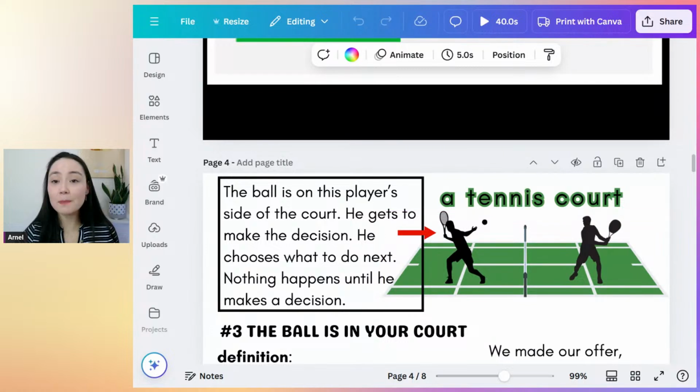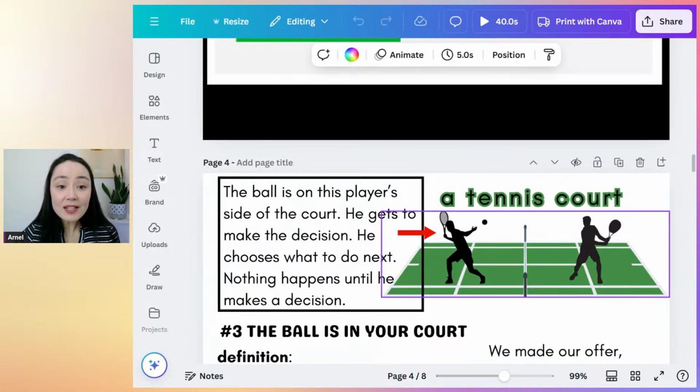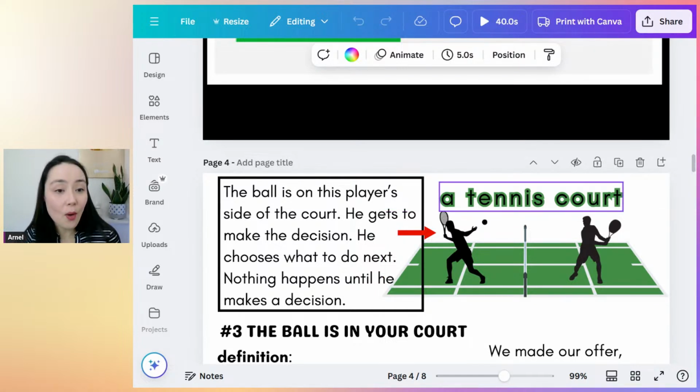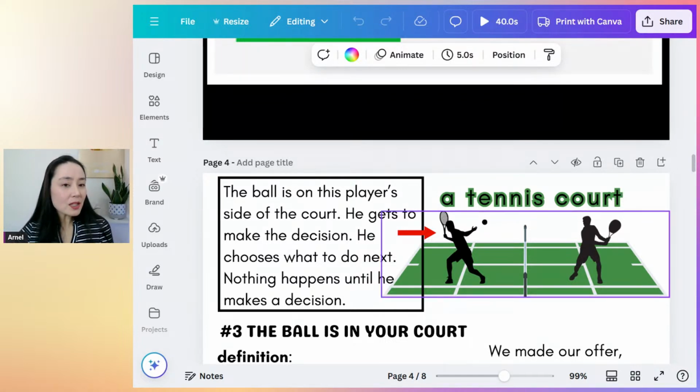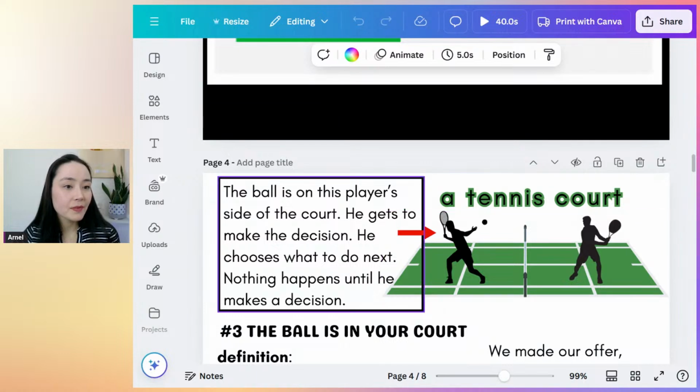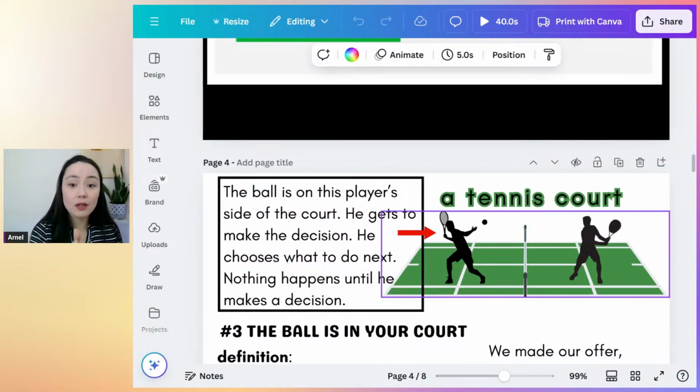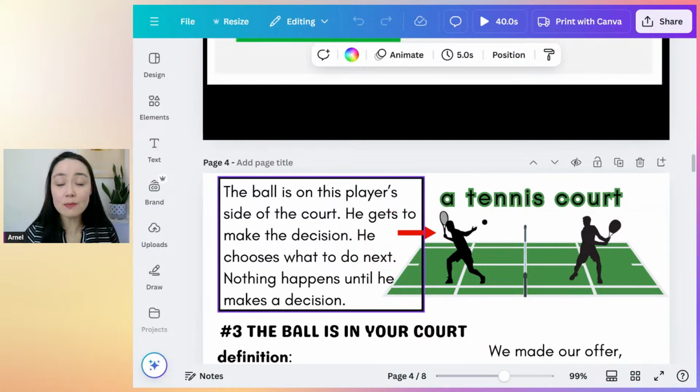First, let's look at the picture. This is called a tennis court. The location where you play tennis is called a tennis court. So you can see this player here has the ball. The ball is on this player's side of the court. It's on his side of the court. He gets to make the decision. He chooses what to do next. Nothing happens until he makes a decision.